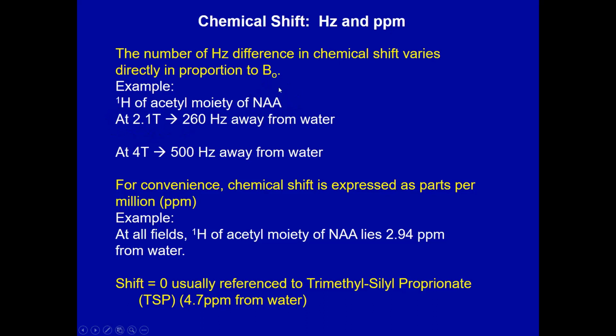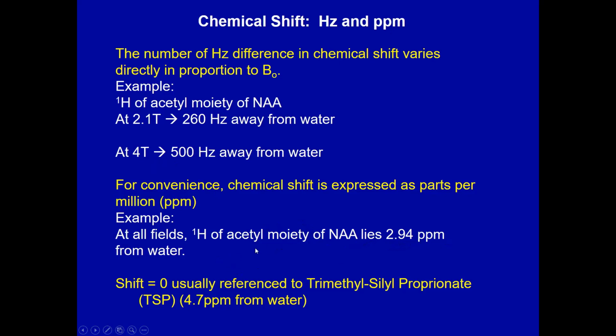So at 2 Tesla, 2.1 Tesla, an old scanner we used to have, N-acetyl aspartate, a chemical commonly found in glutamatergic neurons, resides 260 hertz away from water, a lower frequency than water has. At 4 Tesla, it's 500 hertz away from water. Now, the Larmor frequency at 2 Tesla is about 89 megahertz. Here it's 170 megahertz. If you figure out the Larmor frequencies for these two fields and divide 260 or 500 by the respective frequency, you'll find that in both cases, NAA lies 2.94 parts per million away from water.